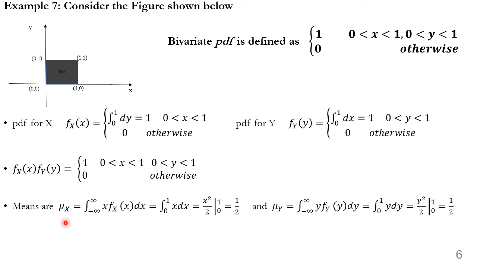Let us try to find out the means mu x and mu y. Mu x is given by the integral of x fx of x dx, and fx of x is found to be 1. So therefore it is the integral from 0 to 1 of x dx. When we simplify and substitute, we get the answer as half. In a similar way, we can find out mu y. It happens to be half.